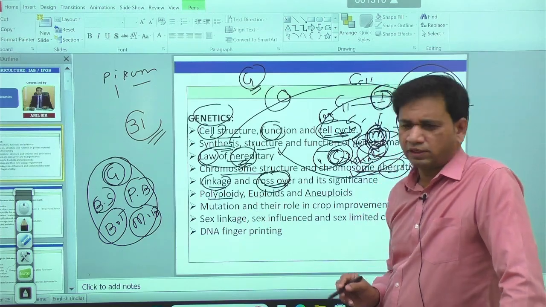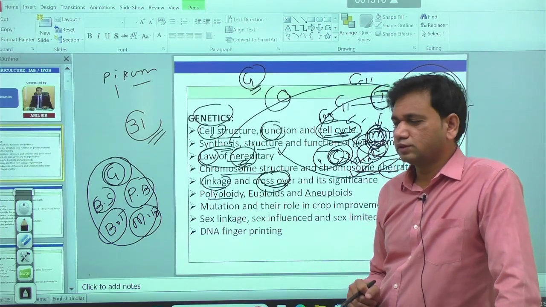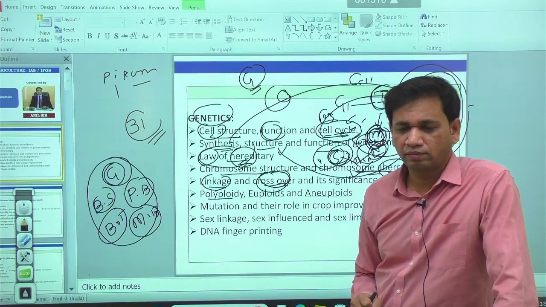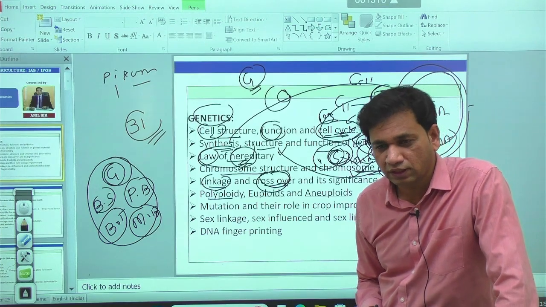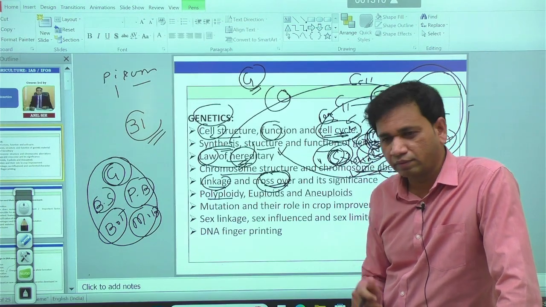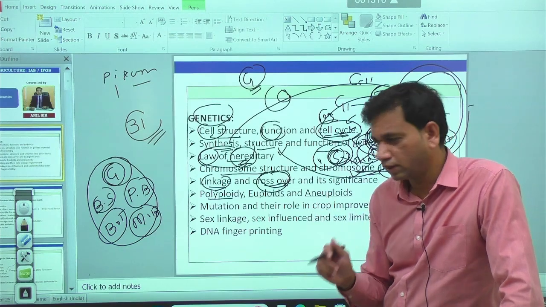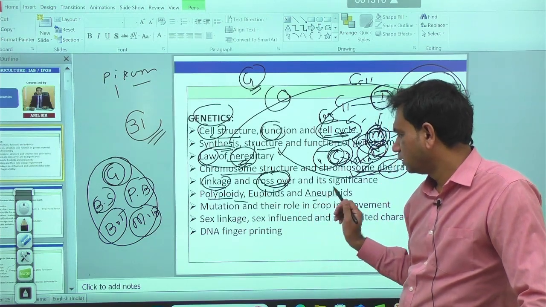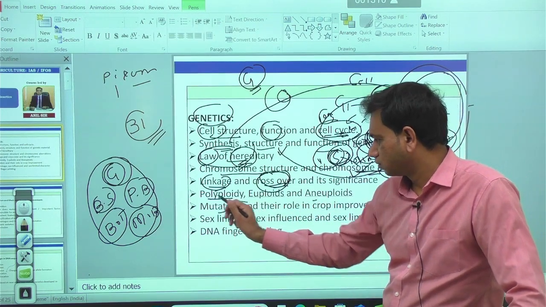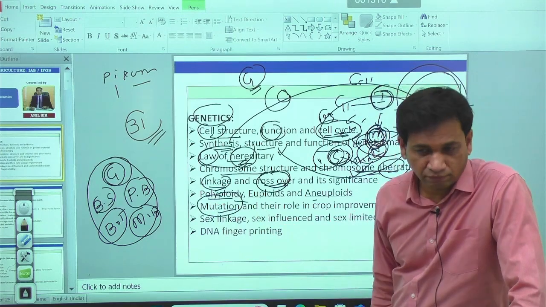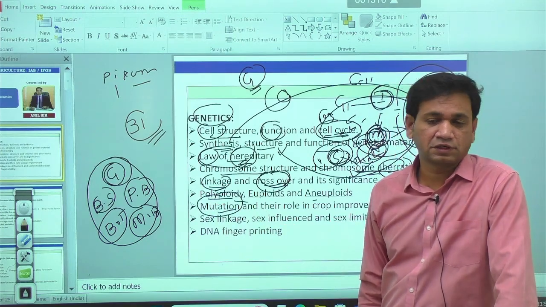I think polyploidy we have discussed. It is a situation in which the organism has more than two basic sets of chromosomes, right? Within that we have autopolyploidy and allopolyploidy. We have its significance in plant breeding. Then mutation is the most important topic. Again, we can expect a minimum of 15 marks in mutation.